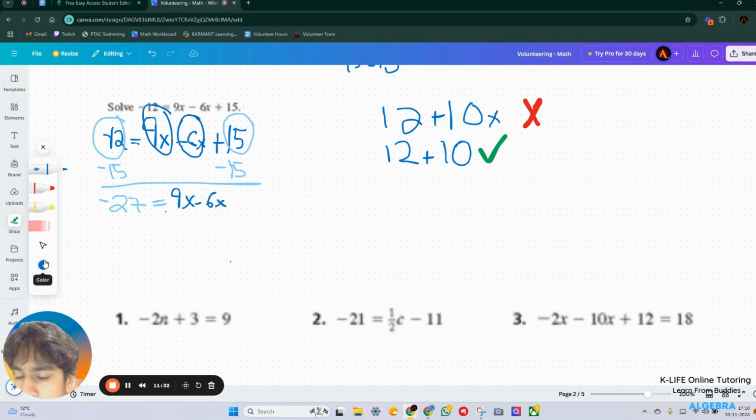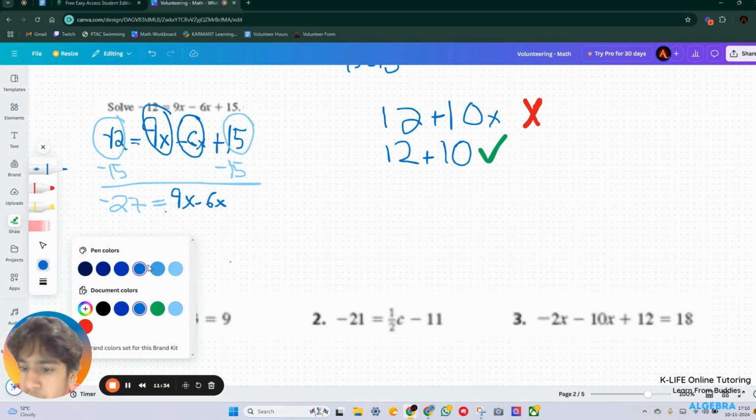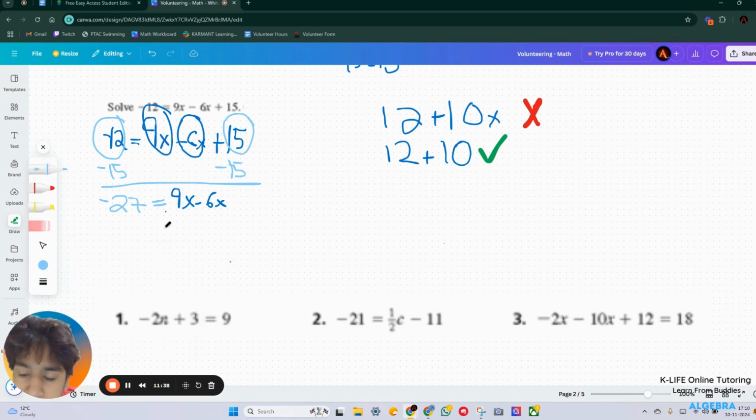Okay? Now what do you do? So what you do now is that, like I said, 10x cannot be added to 12 until x is given a value and you multiply with the 10 and then you add up. So if you were to get like 6 as the x value, then you would do 12 plus 10 times 6, which is 12 plus 60, which is 72. Then you can say you have combined like terms.